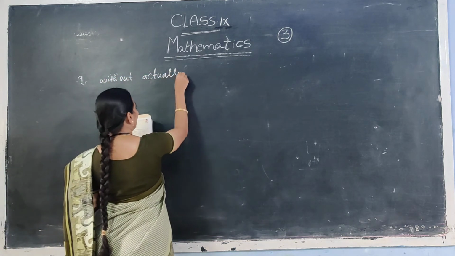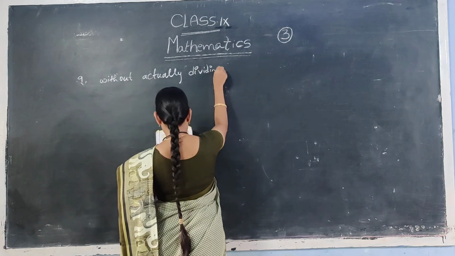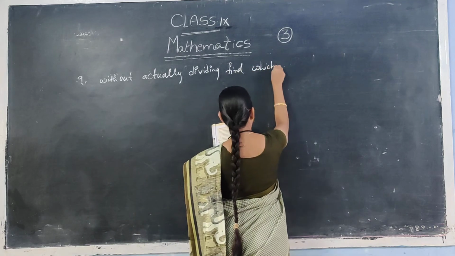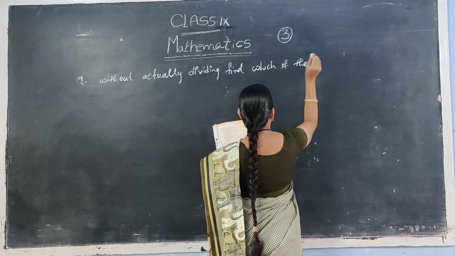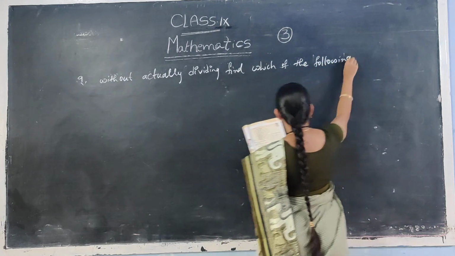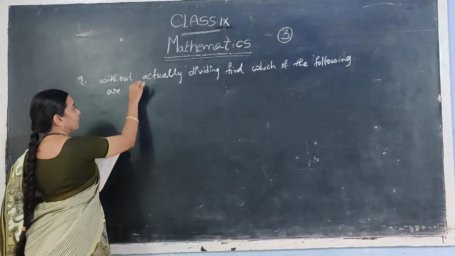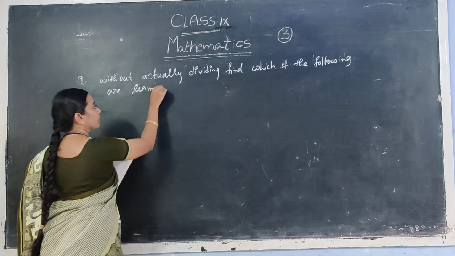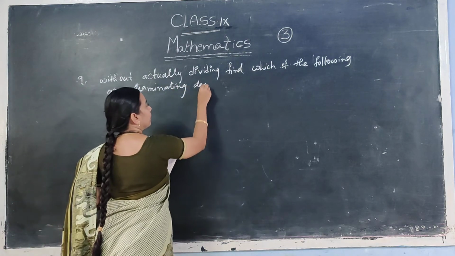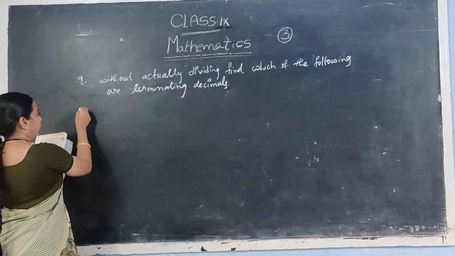Without actually dividing, find which of the following are terminating decimals. Terminating decimals. So here totally 4 questions are given.